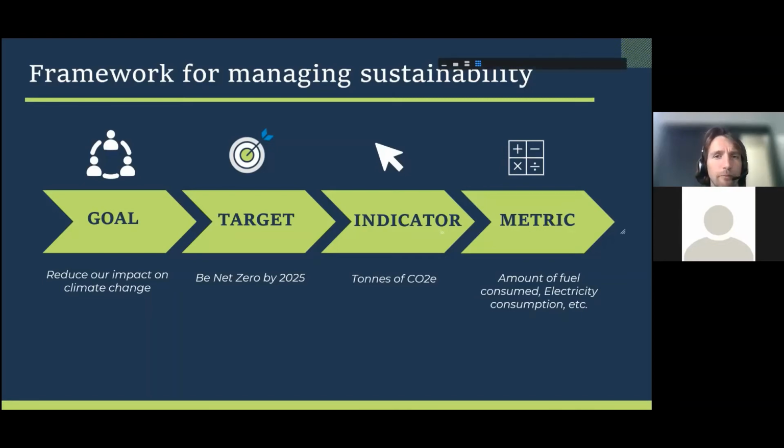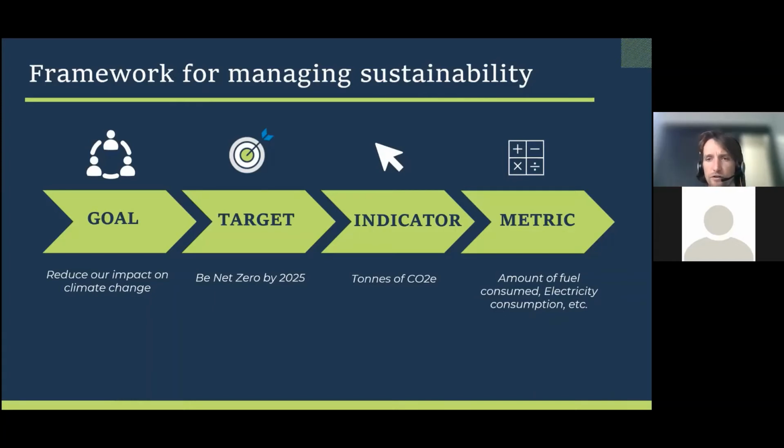So picking back up on the slides here, this is the key framework that we use after the strategy. Essentially it tells organizations you need to start off by defining your goals. So from your strategy, you define your goals. As an example, we want to reduce our impact on climate change. From that, you establish your targets.